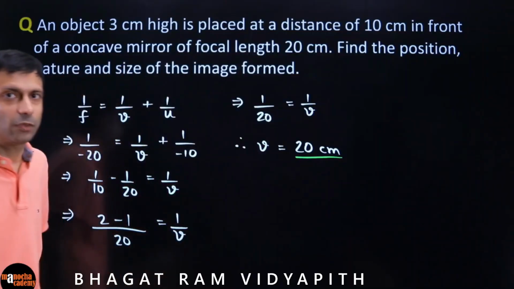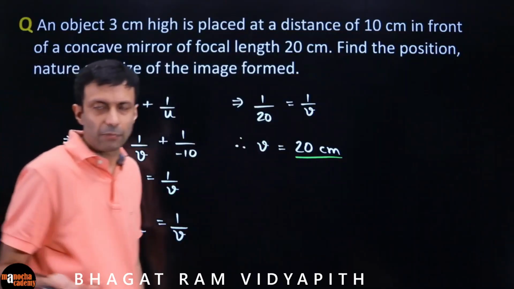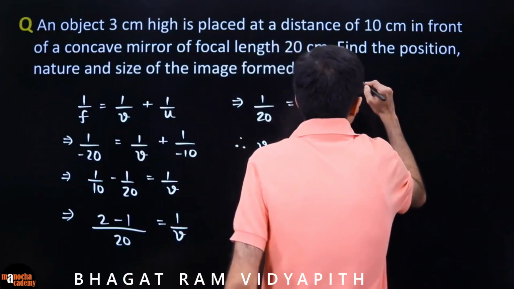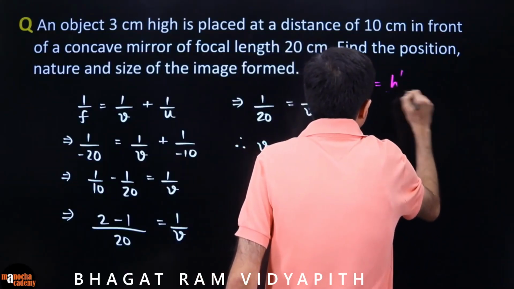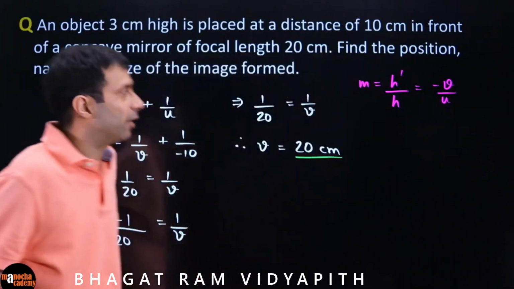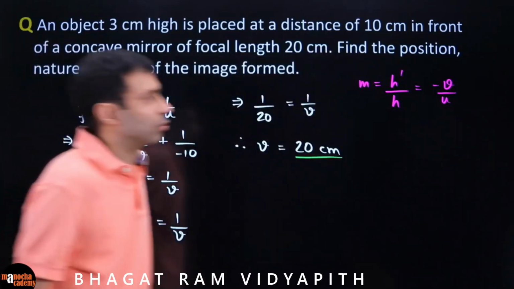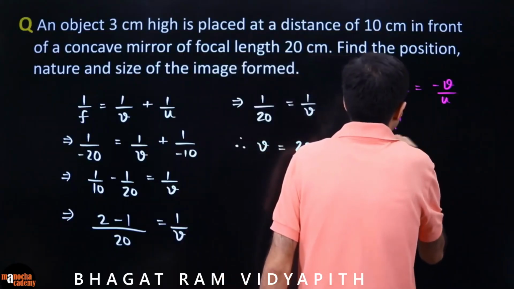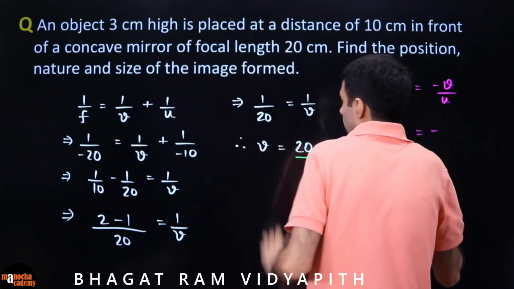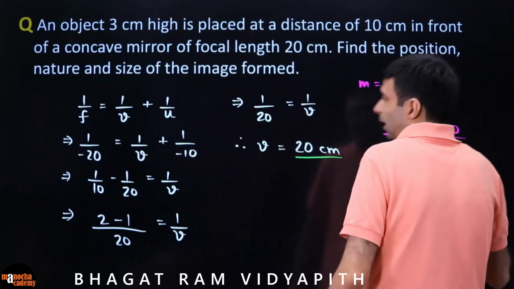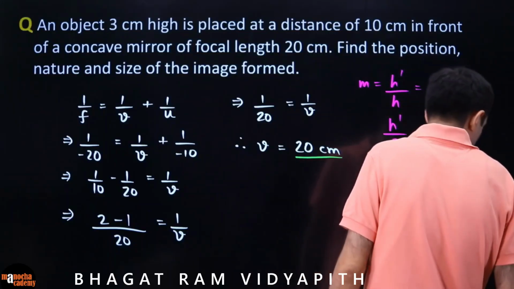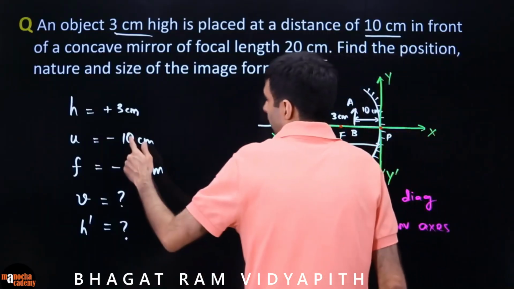Now we need to find the size of the image. How do you find the size? Using the magnification formula. Magnification is h dash by h. So magnification h dash by h is minus v by u. Remember? So let's go ahead and find the image height. Image height h dash is unknown, object height h is 3 centimeters, minus v by u. So v is 20 and u is minus 10, again with the correct sign. See, minus 10.